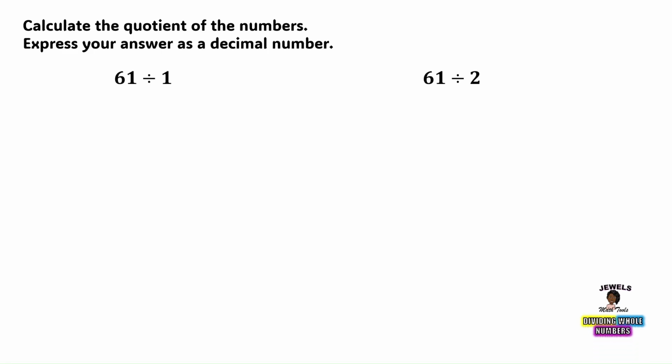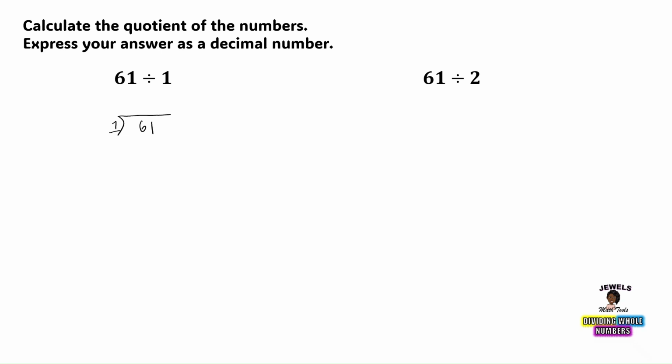So in our session, we're going to be calculating the quotient of our numbers, and we're going to begin by setting up our division bracket. Remember that 61 is our dividend, so 61 will go underneath your division bracket, and 1, which is your divisor, will go on the outside. So let's begin our division.